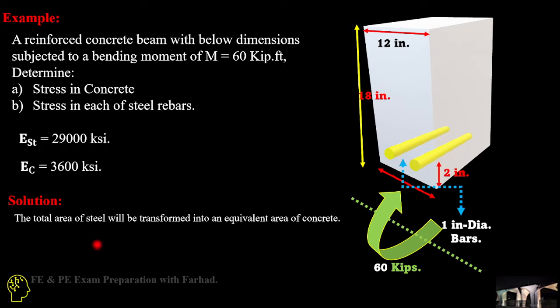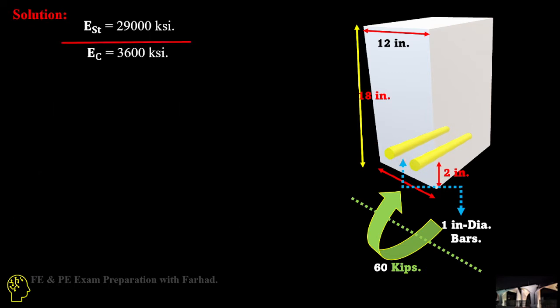The solution is, first, the total area of steel should be transformed into an equivalent area of concrete. So we convert the area of these two rebars of 1 inch diameter steel bars to equivalent area of concrete. For doing so, we first need the conversion factor, the modulus of elasticity of the higher modulus material to the lower one, which is steel to concrete, which is 29,000 over 3,600, and that's equal to 8.05.